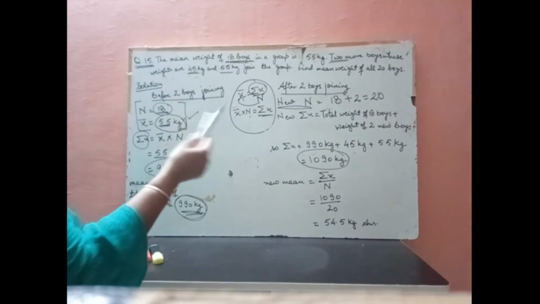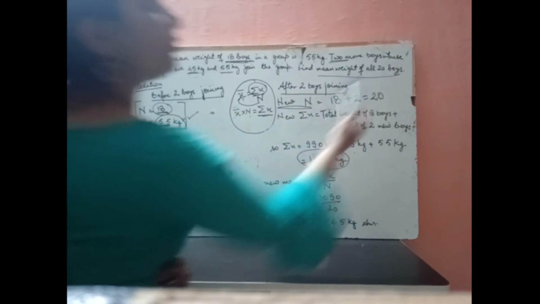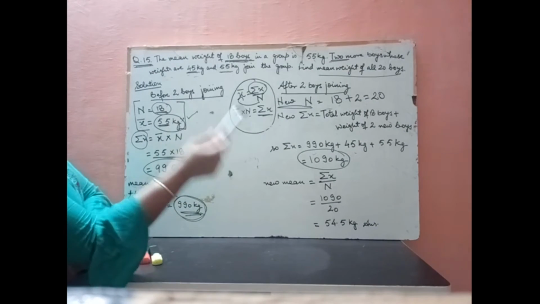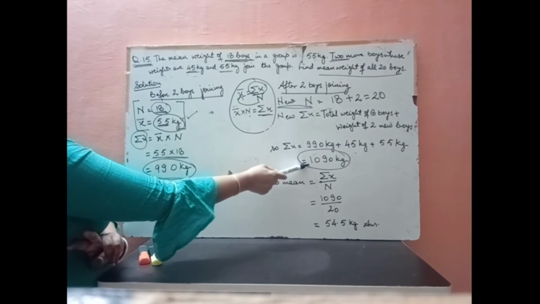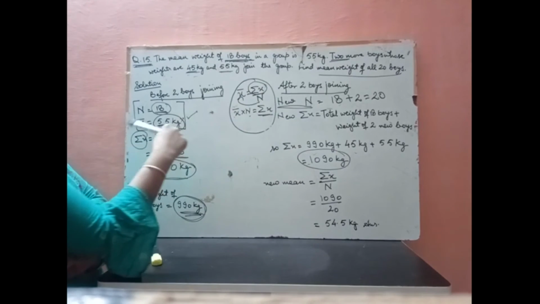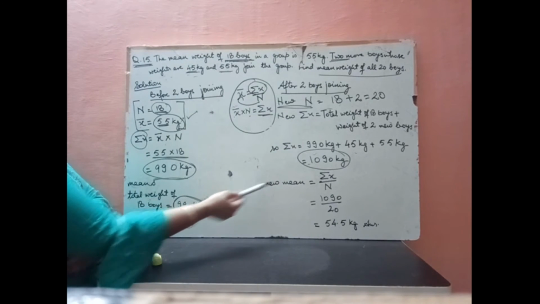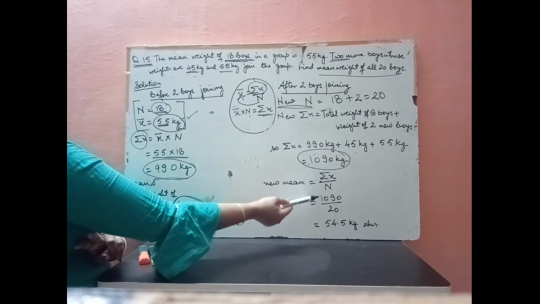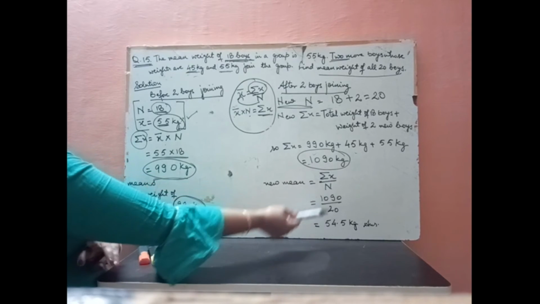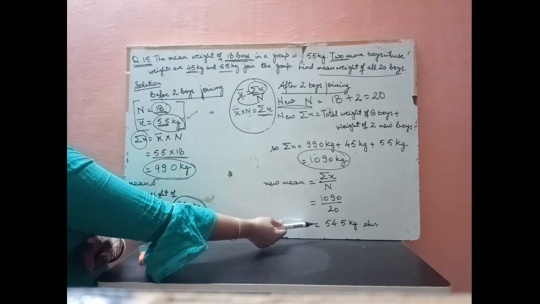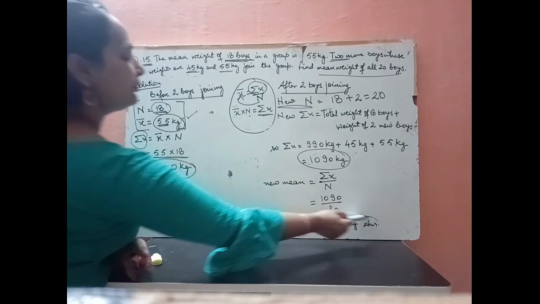What we have to find? We have to find the mean weight of all 20 boys. So sum of observations is 1090. Number of observations is 20. So formula for mean is sigma x by n. That means 1090 by 20. That's equal to 54.5 kilogram. This is our new mean.